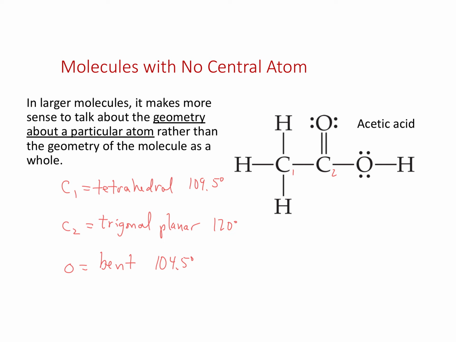Next class, we're going to take a look at hybridization, hybrid orbitals. So what orbitals are we using to form these carbon-hydrogen bonds or this carbon-oxygen bond, or what orbitals is oxygen using to form the oxygen-hydrogen bond in acetic acid?